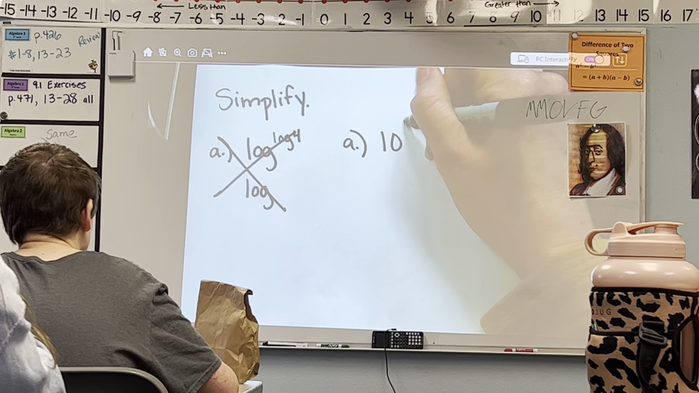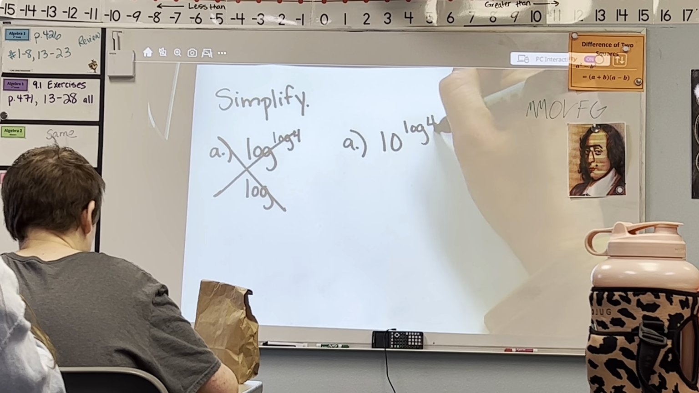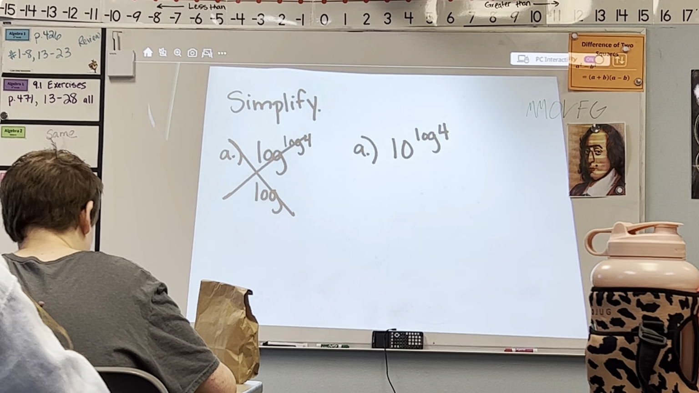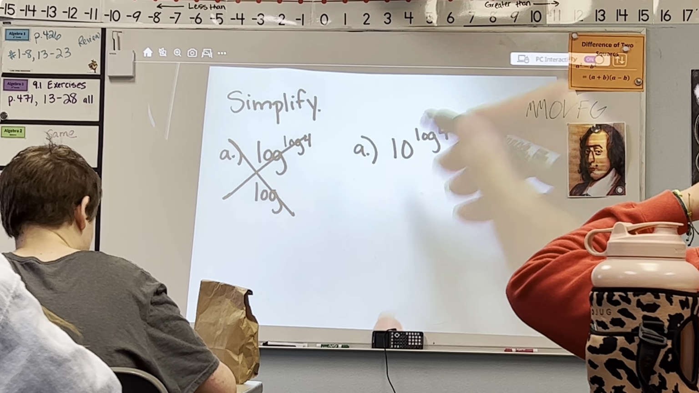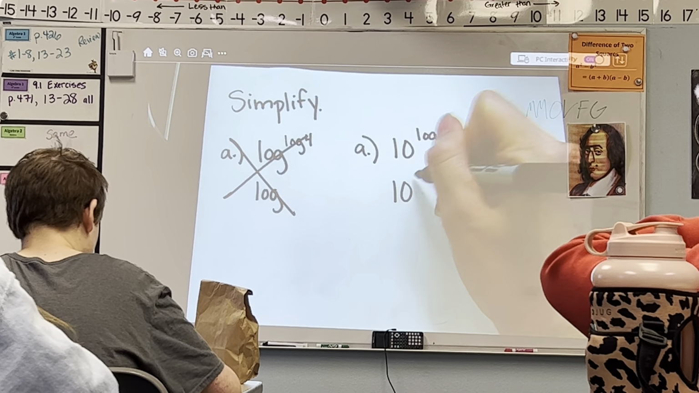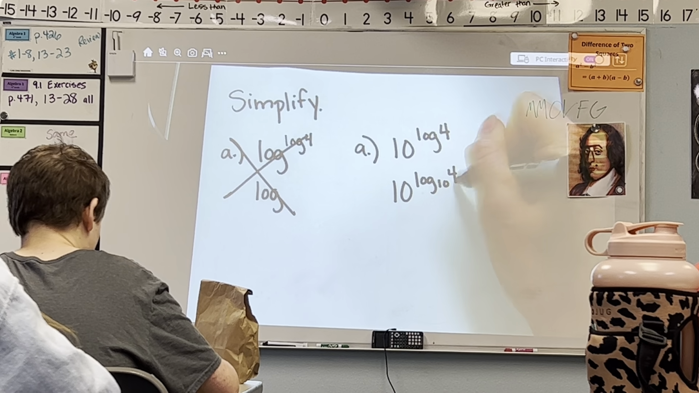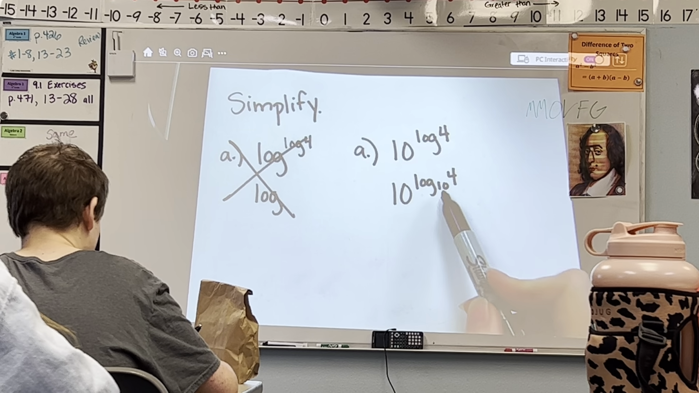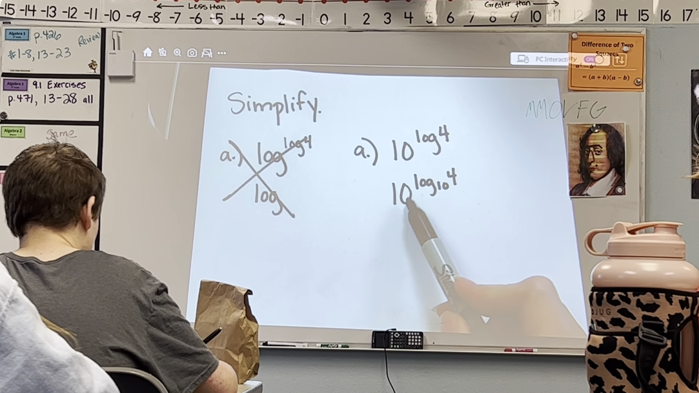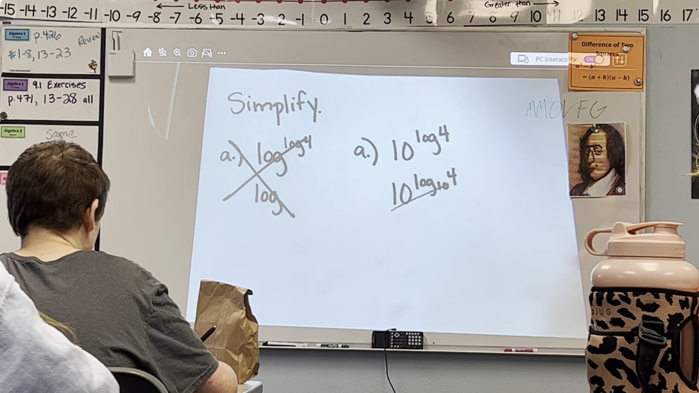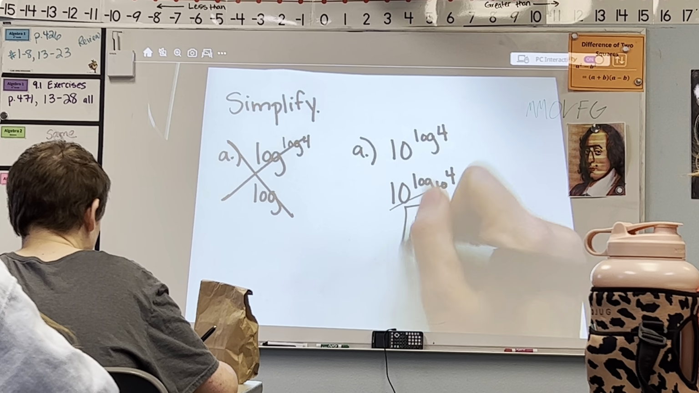10 to the power of log of 4. So can the 10 and the log cancel? Yeah, because this is the same thing as 10 to the power of log base 10 of 4. When there's no base, it's base 10. So now we can see that this and this match. When these match, you can cancel, and it equals 4.